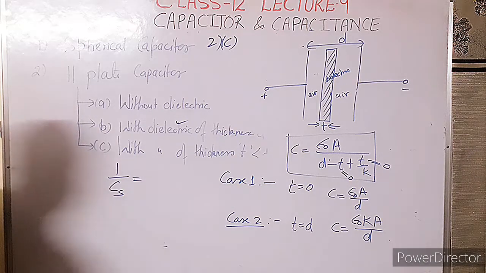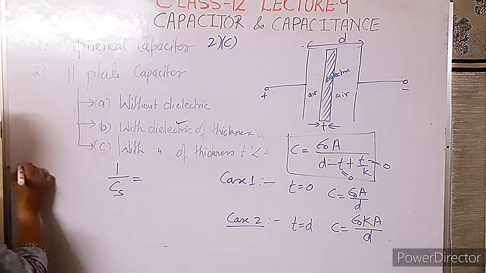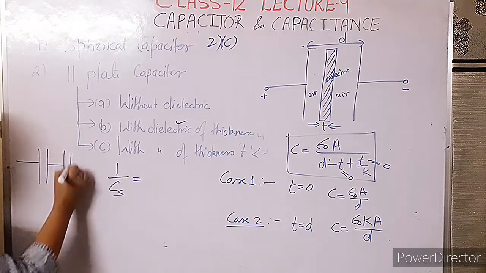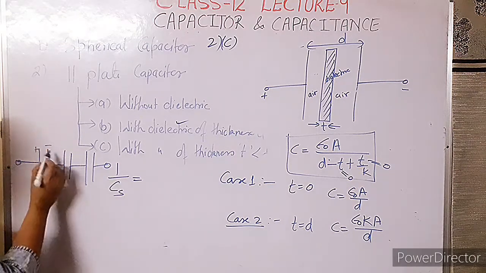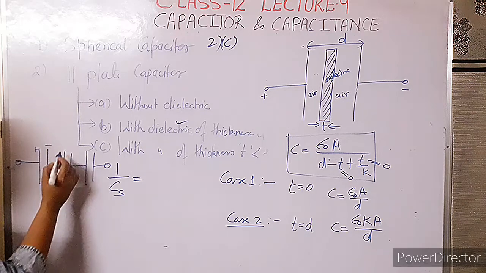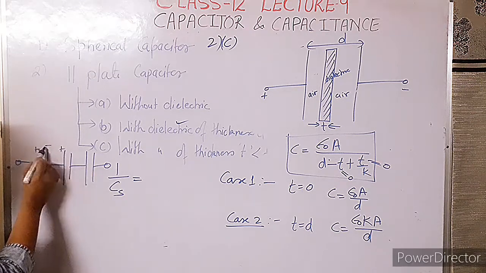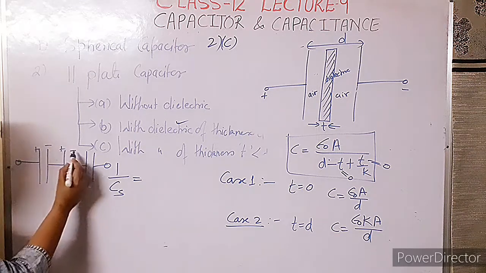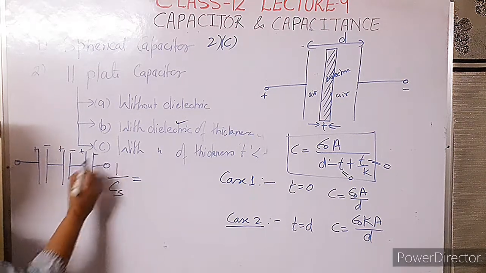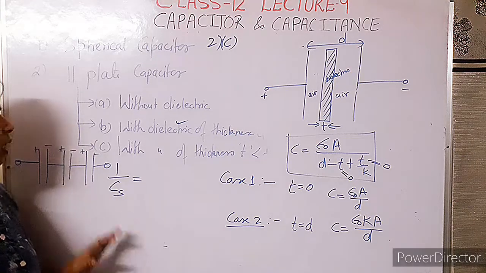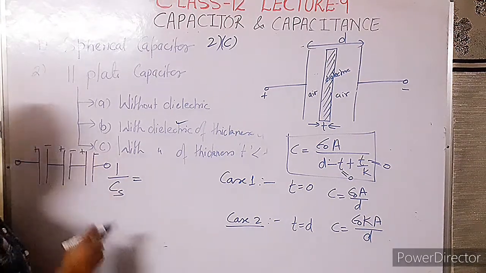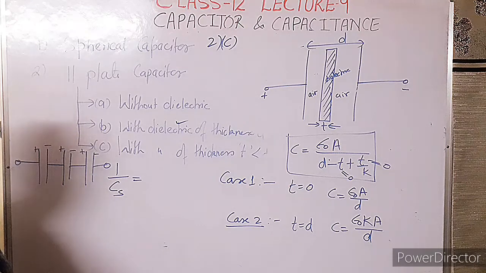I will tell only the formula. If we are applying each and every capacitor in series combination, this should be the combination: the positive plate of the next capacitor should be connected with the negative plate of the first, the negative plate should be connected with the positive, and so on. This is called a series combination of capacitors, and we will get the result equivalent to the result of resistors which we solved in the parallel combination.